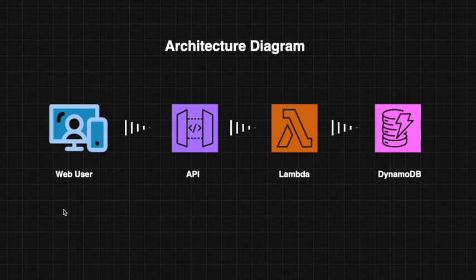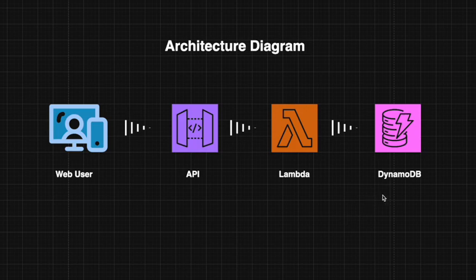Let's take a look at how the architecture works behind the scenes. When a user visits my website, the request is routed through Amazon API Gateway, which acts as the front door of our backend service. API Gateway securely captures the incoming HTTP request and triggers our AWS Lambda function. The serverless function runs on demand, extracting key information like the visitor IP address and user agent.